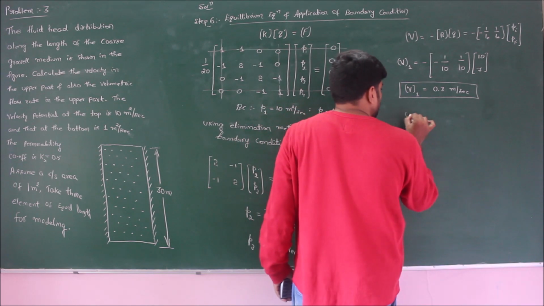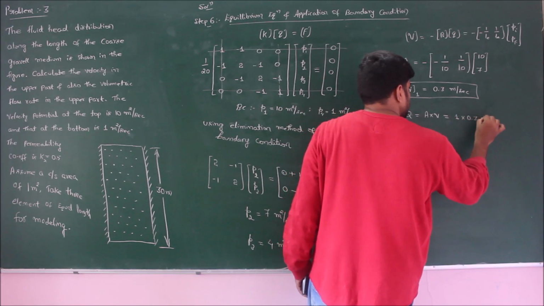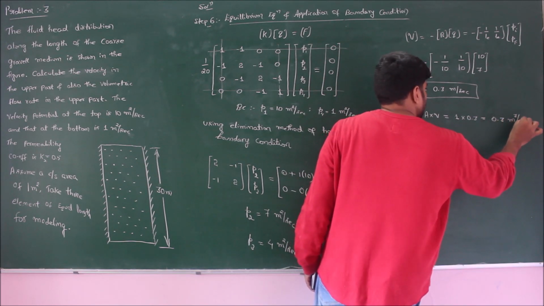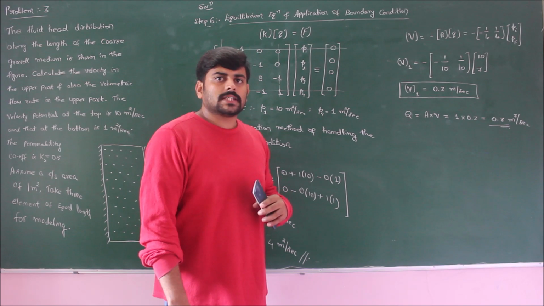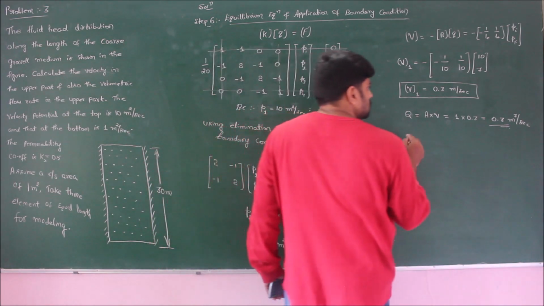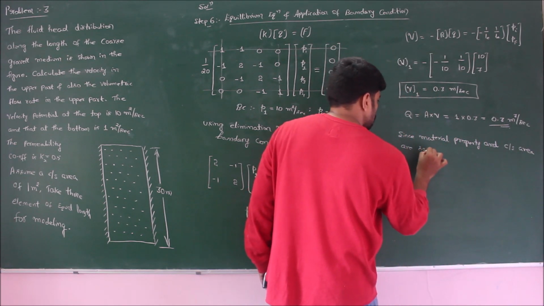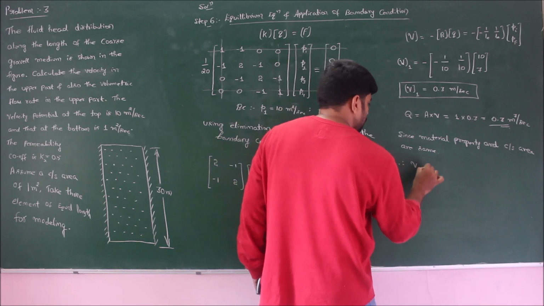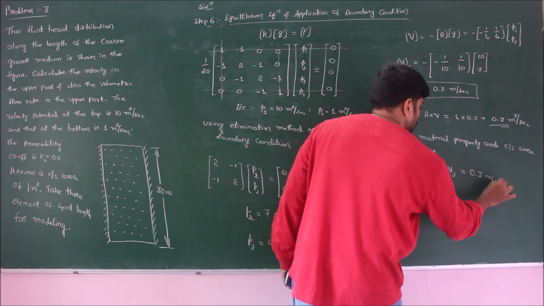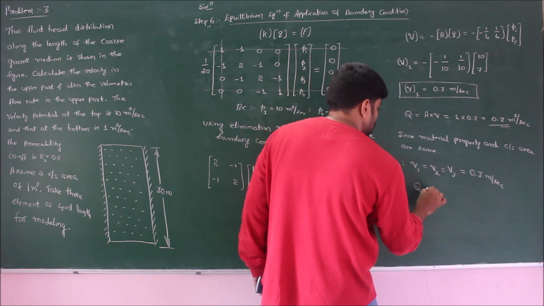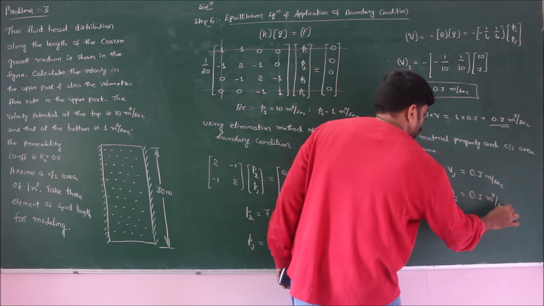Now coming to the volumetric flow rate of the upper part, Q is equal to area times velocity. Area is 1, velocity is 0.3, which gives us 0.3 meter cube per second. If you clearly observe, the material property and the cross sectional area are the same for all the elements. So therefore, since the material property and cross sectional area are the same, the velocity of element 1 is equal to the velocity of element 2, is equal to the velocity of element 3, which are all equal to 0.3 meter per second. Coming to the volumetric flow rate, it is constant, so therefore Q1 is equal to Q2, is equal to Q3, which is equal to 0.3 meter cube per second.